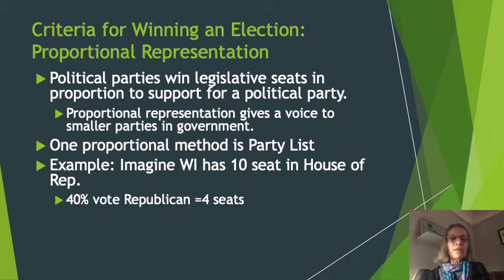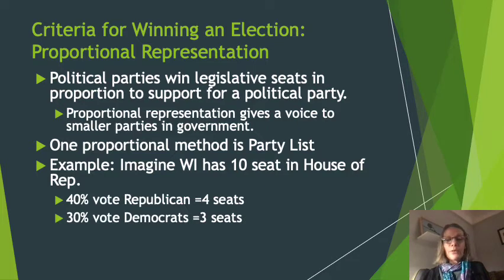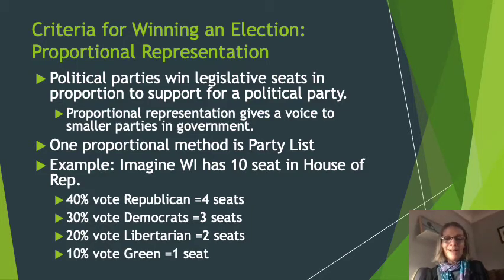And so you say, okay, in Wisconsin, on the day of the election, 40% of Wisconsin voters voted for the Republican Party, 30% voted for the Democratic Party, 20% voted for the Libertarian Party, and 10% of Wisconsinites voted for the Green Party. And then, that's why I use 10 because it makes life easier, we would divide up the seats proportionally. Since the Republicans got 40% of the Wisconsin vote, they would get 4 seats, the Democrats would get 3, the Libertarians would get 2, and the Green Party would get 1. That's how proportional representation works in terms of determining who wins the election.